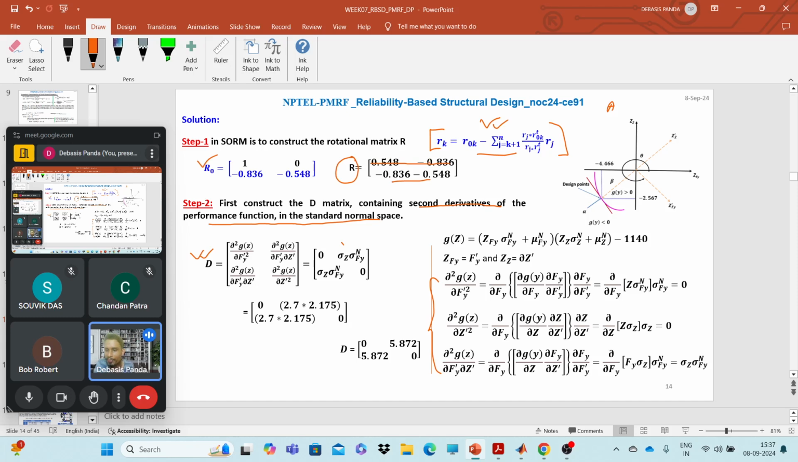It is a rotational matrix. Recall the rotational matrix formula. If there are two variables, it is sin theta, minus cos theta, sin theta, minus cos theta. You can do it like this also if you have the theta value.